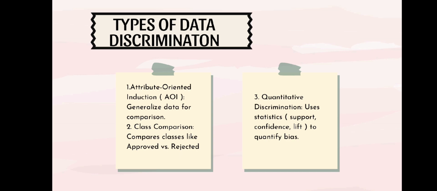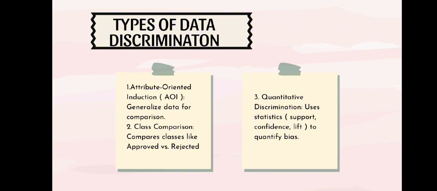The next one is the class comparison. This approach directly compares different classes or groups within the data to understand their differences. It's often used to identify bias or disparities between the groups. For example, continuing the loan application, class comparison would directly compare the approved and rejected groups. It might reveal that a higher percentage of rejected applications come from a particular geographic region or demographic group, suggesting potential bias.